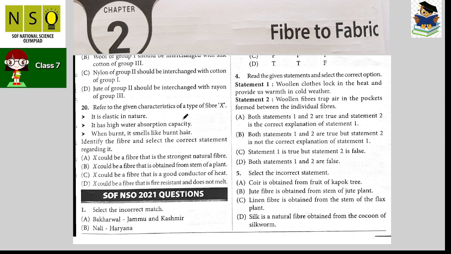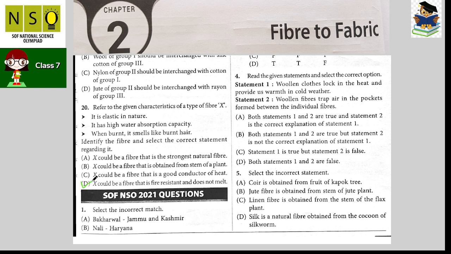Question number 20 says, refer to the given characteristics of a type of fiber X. It is elastic in nature, it has high water absorption capacity, and when it's burned it smells like burnt hair. Now we have to identify the fiber and select the correct statement from it. What is this X fiber? After seeing these characteristics we find that this X is wool.